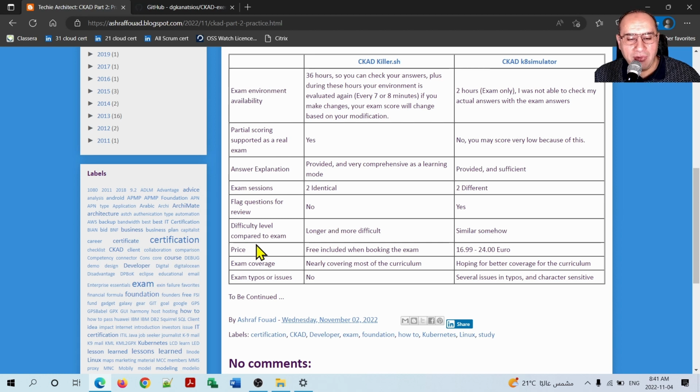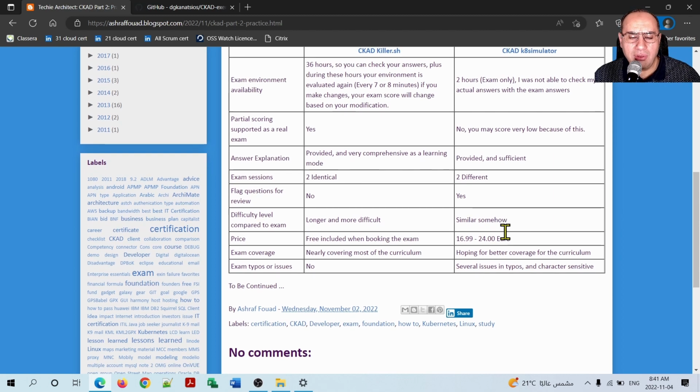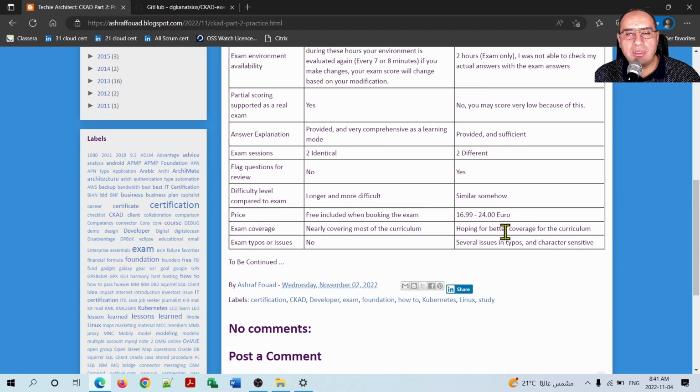For me, regarding the difficulty level compared to the actual exam: for Killer.sh, every question is far longer and even more difficult. The actual exam is far less than this. It was not comparable to such difficulty, and even what is required from you to do is far less than this. For the emulator, it was somewhat similar to some extent. I cannot say exactly, as I was not able to check one-to-one.